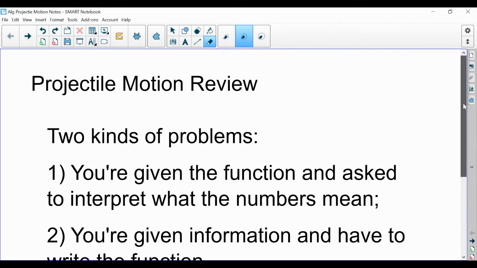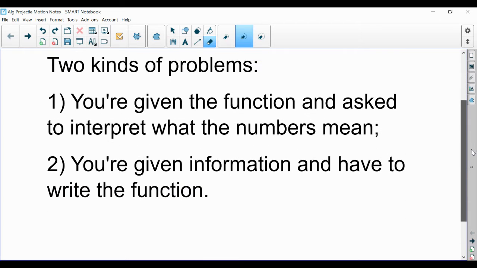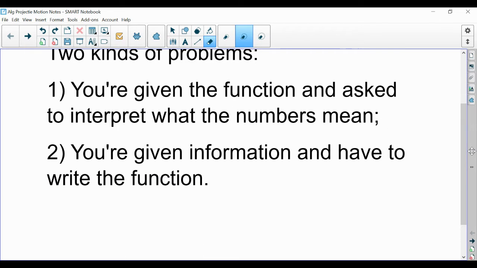Hello, everybody, and welcome to this video that is all about reviewing what we know about projectile motion and doing a couple problems with it. So keep in mind there are two kinds of problems that you could be asked. One of them is where you're given the function, you're given h of t, and you're asked to interpret what the other coefficients, the b and the c, mean. The second one is where you're given information and then you have to write the function. Let's see what I'm talking about.